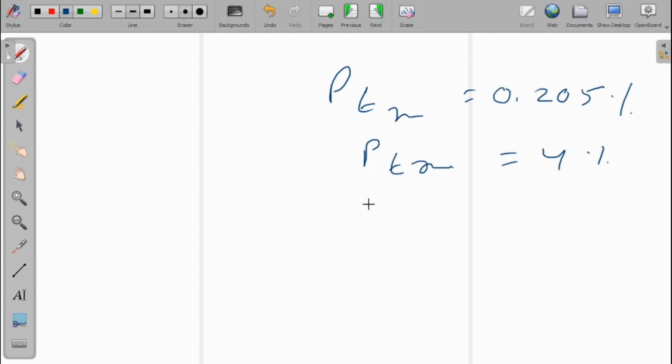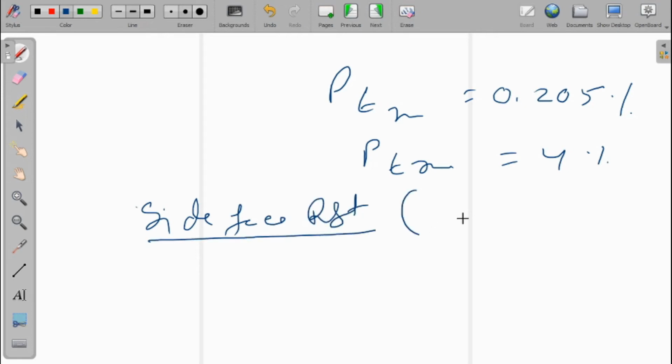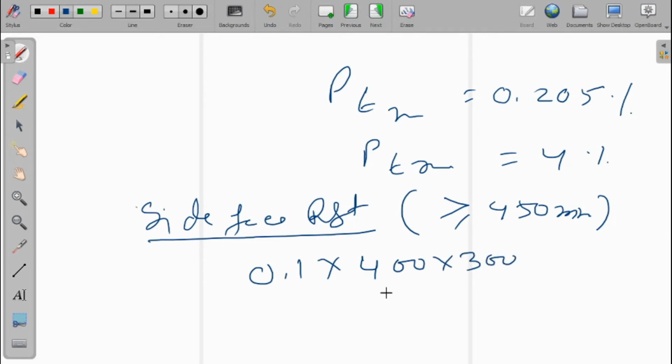Okay. Next we will see side face reinforcement, because if you recall those points, I said that when the depth of the beam is more than 450, then we have to provide the side face reinforcement. Now, how to provide the side face reinforcements? Side face reinforcements are provided when the depth is greater than or equal to say 450 mm. The minimum total area required is 0.1% of the cross sectional area. Let us see what is that value.